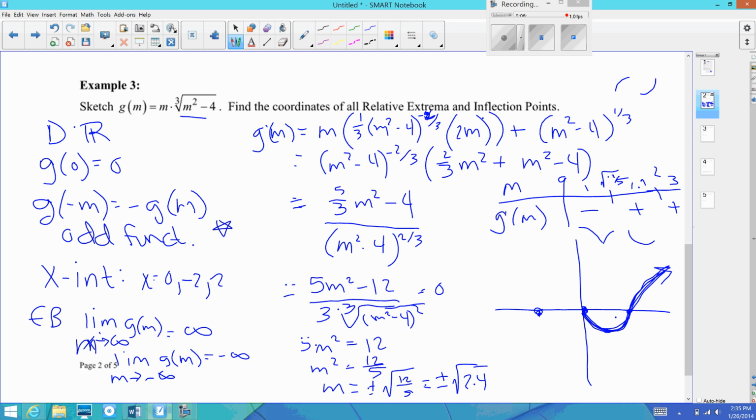So it looks something like this. And since it's an odd function, I'm just going to mock that side. And it'll look something like this. So this is good enough for right now. I'm just trying to show you how to pull all of this together.